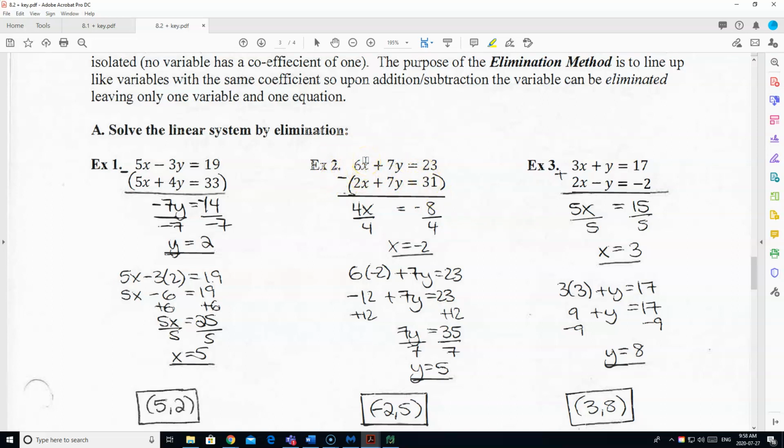That's why we're subtracting. Make sure the negative goes to everything in the term. So 6x minus 2x will give you 4x. 7y minus 7y equals 0, so that's eliminated. And 23 minus 31 gives us negative 8. Finally, just isolate the x, divide both sides by 4, x equals negative 2. Then plug the x value of negative 2 into either one of the equations, and you'll get the y value. The solution is the point negative 2, 5 for x and y.